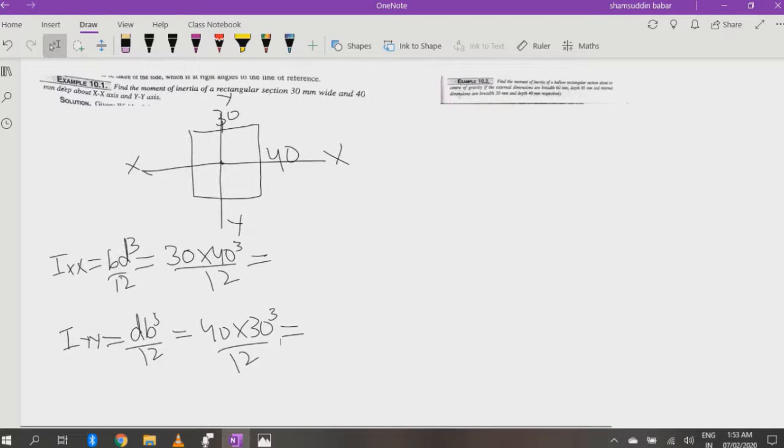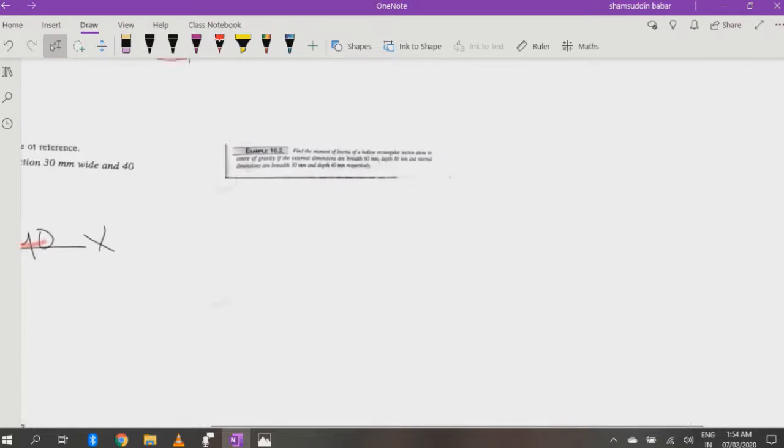Now this was our first problem. You can find out the moment of inertia. Now that was given in the question. We have to find out the moment of inertia about x-axis and y-axis. We draw our x-axis and y-axis here and here, and we find the moment of inertia. That's quite simple. Now proceeding towards another question.